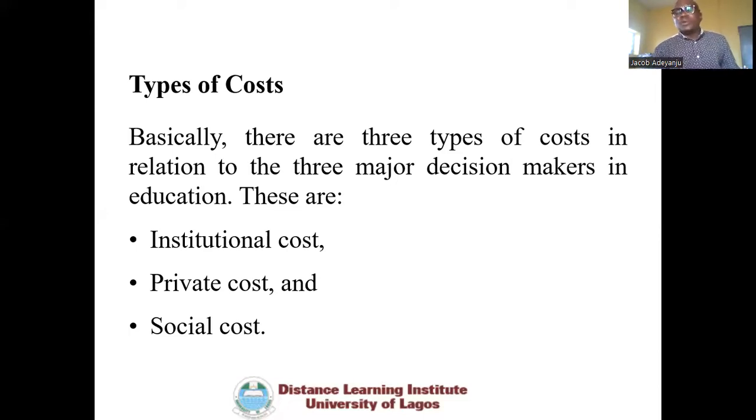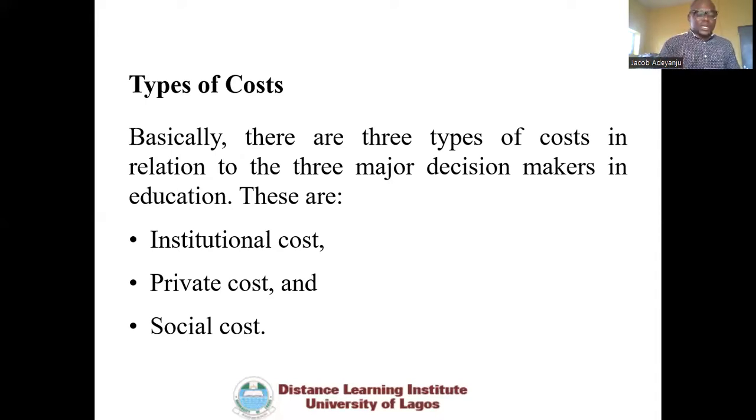And when we look at the two components of cost, as we have mentioned before, the monetary component and the real cost, the monetary component in private cost will now mean the cost on textbooks, the cost on transportation, the cost on uniform, the cost on feeding, and other items like that. While the opportunity cost will be the income that a student is foregoing as a result of being in school.